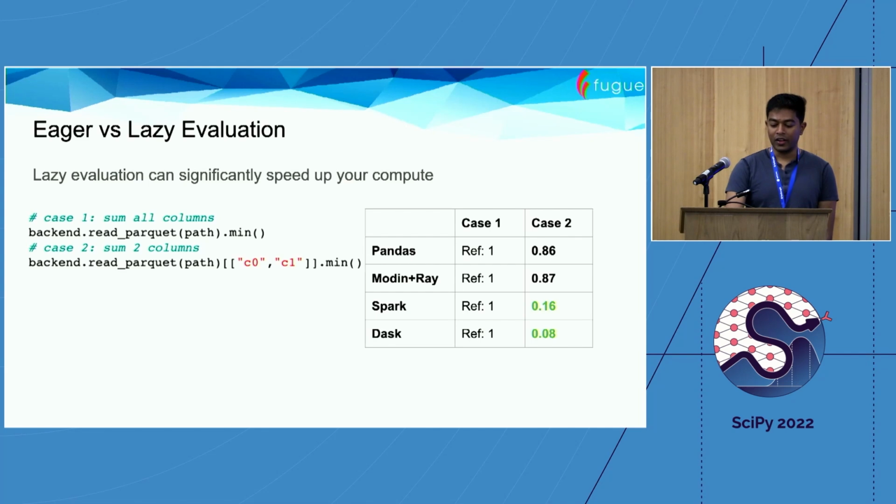What we see here is that Pandas is not significantly faster, and neither is Modin for case 2 versus case 1. However, Spark and Dask are able to recognize that we don't actually need to read the other 38 columns, and we can just read columns C0 and C1. And this greatly speeds up computation. This is only possible because Parquet is a columnar data format. With this, you can see the advantages of lazy evaluation.